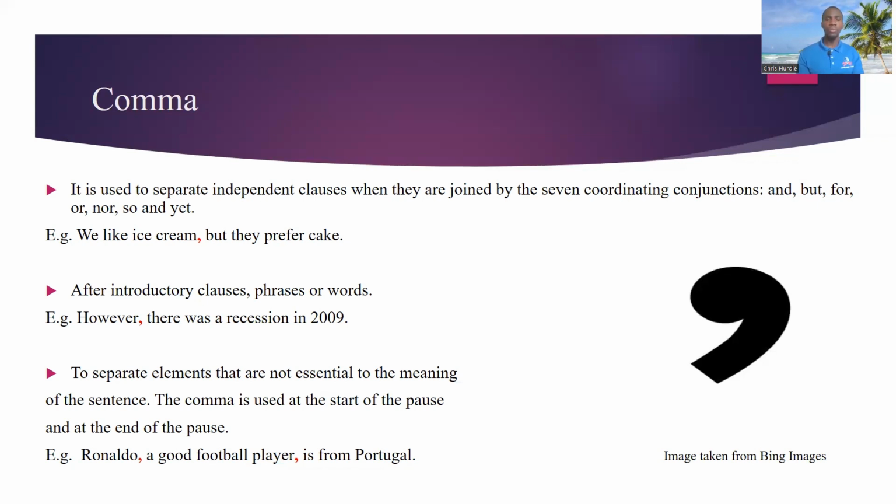So those two elements are just pieces of information about Ronaldo. But Ronaldo is the focus. Ronaldo is the subject, right? So the comma indicates that what follows would basically be just additional information. Okay? So this is why it says to separate elements that are not essential to the meaning of the sentence. Right?